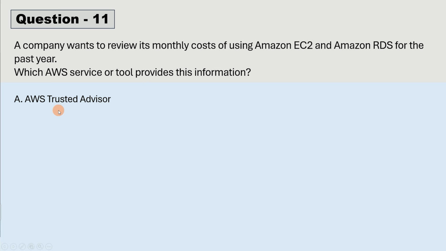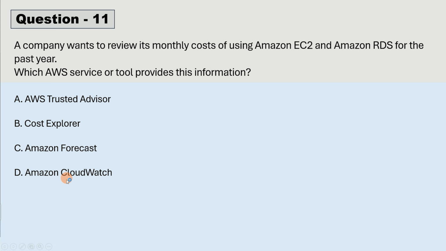Here are the options. Option A, AWS Trusted Advisor. Option B, Cost Explorer. Option C, Amazon Forecast. Option D, Amazon CloudWatch. You can take your time to guess the correct answer.